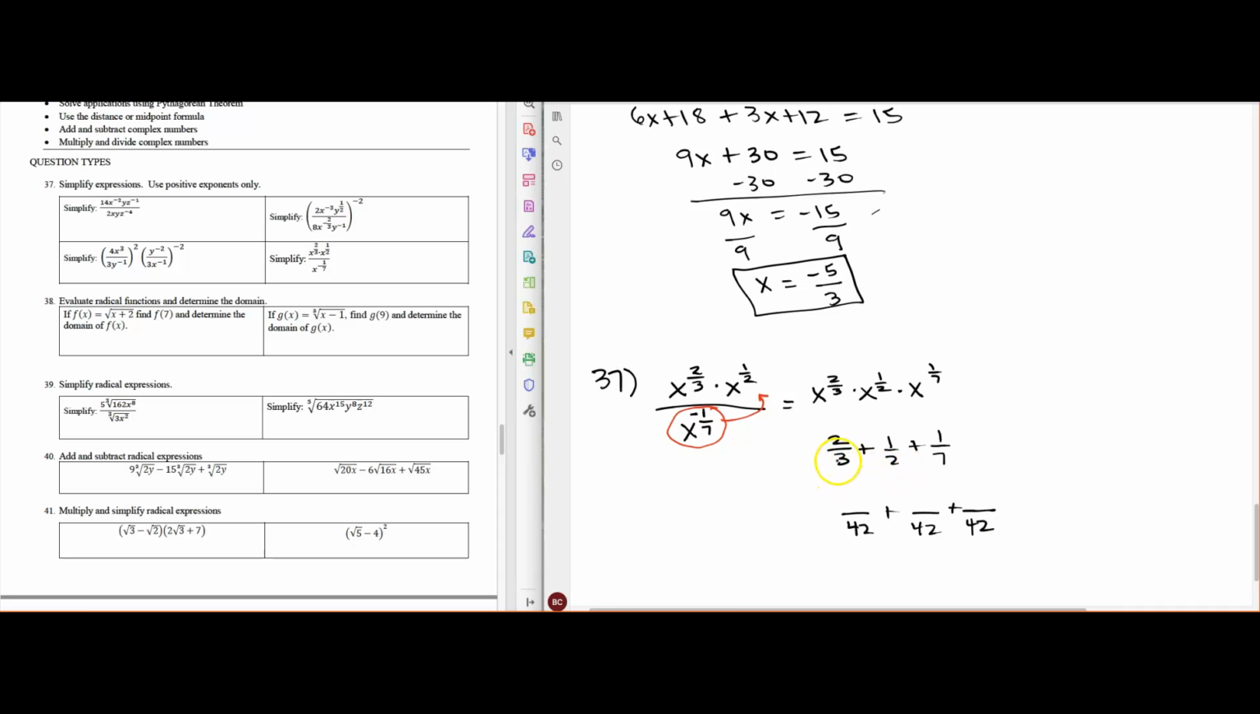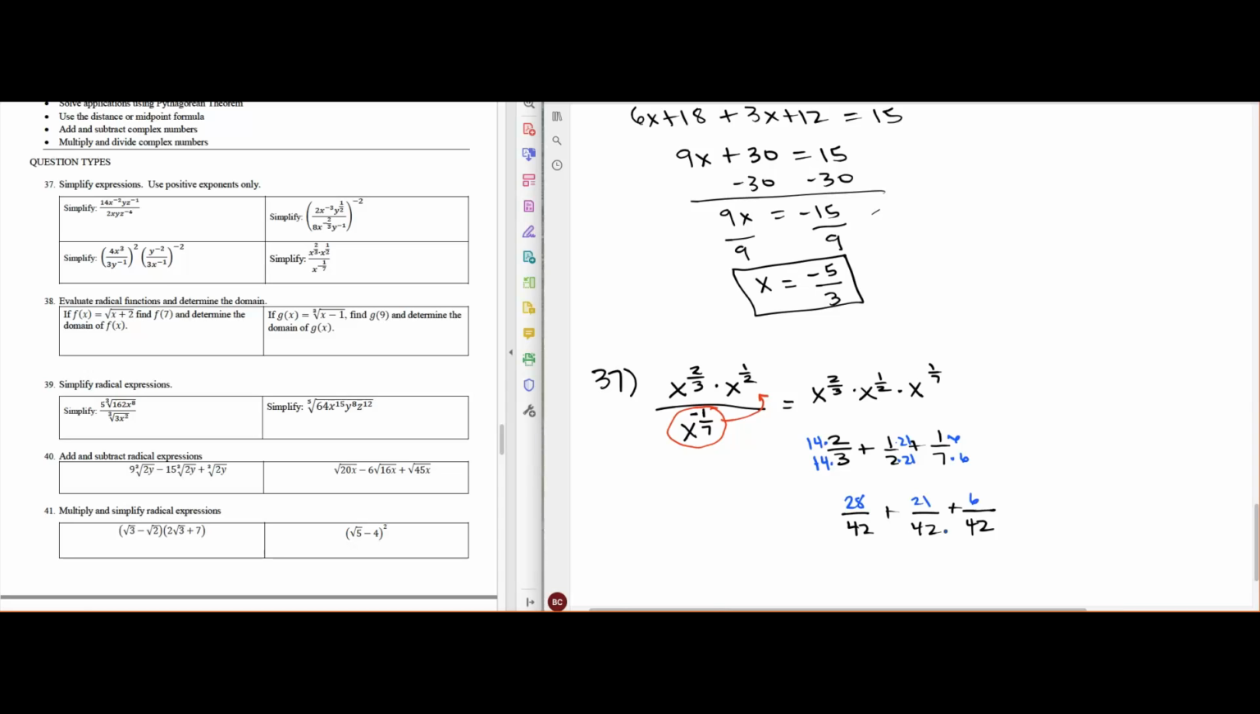For 3, we're thinking 3 times what gives me 42? It's going to be these other two multiplied together, so 14. I need to multiply by 14 on the top, so that's going to give me 28. Here, I need to multiply by 21, and 2 times 21 gives me 42. And then here I need to multiply by 6. Now that I have that common denominator, I can add those all together.